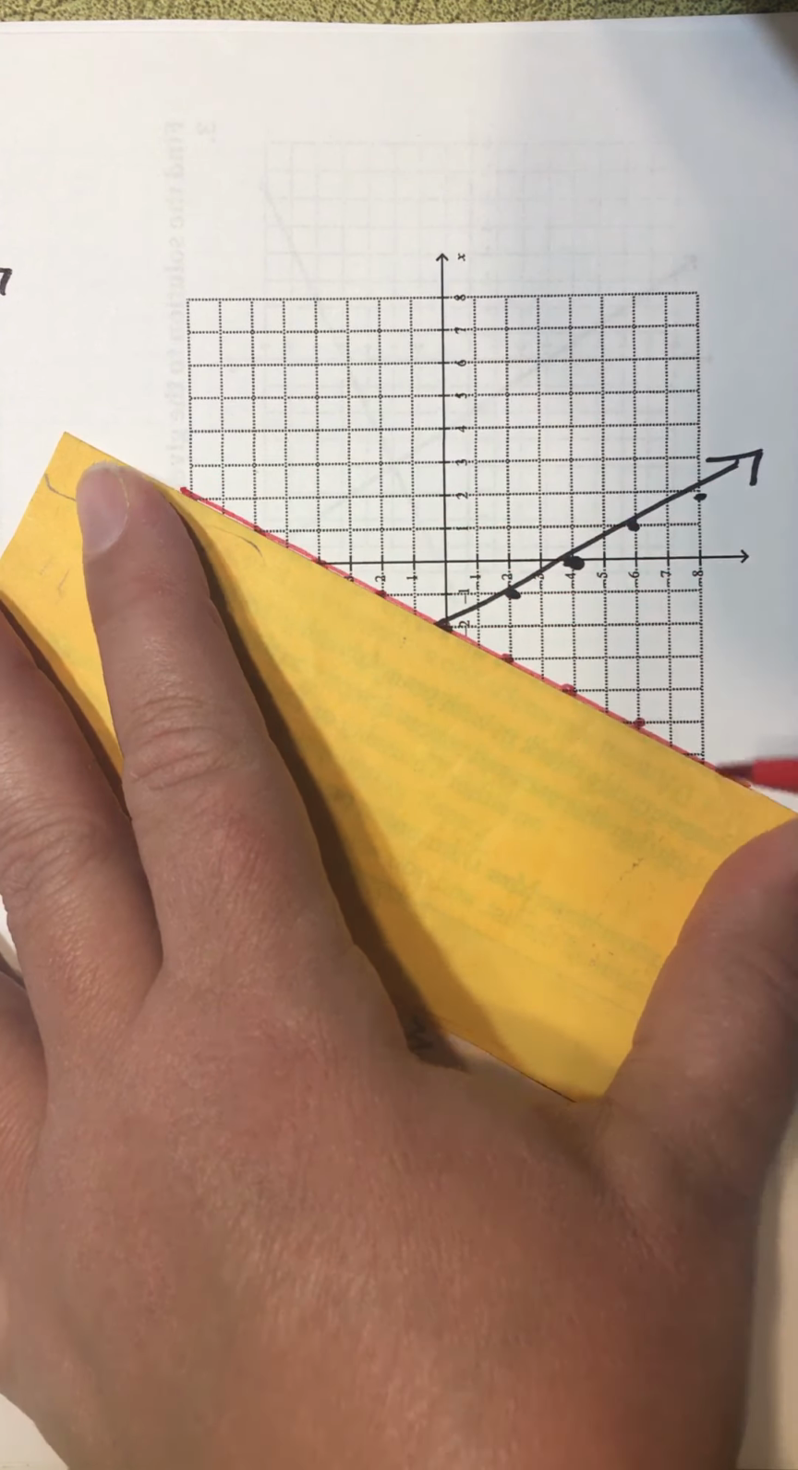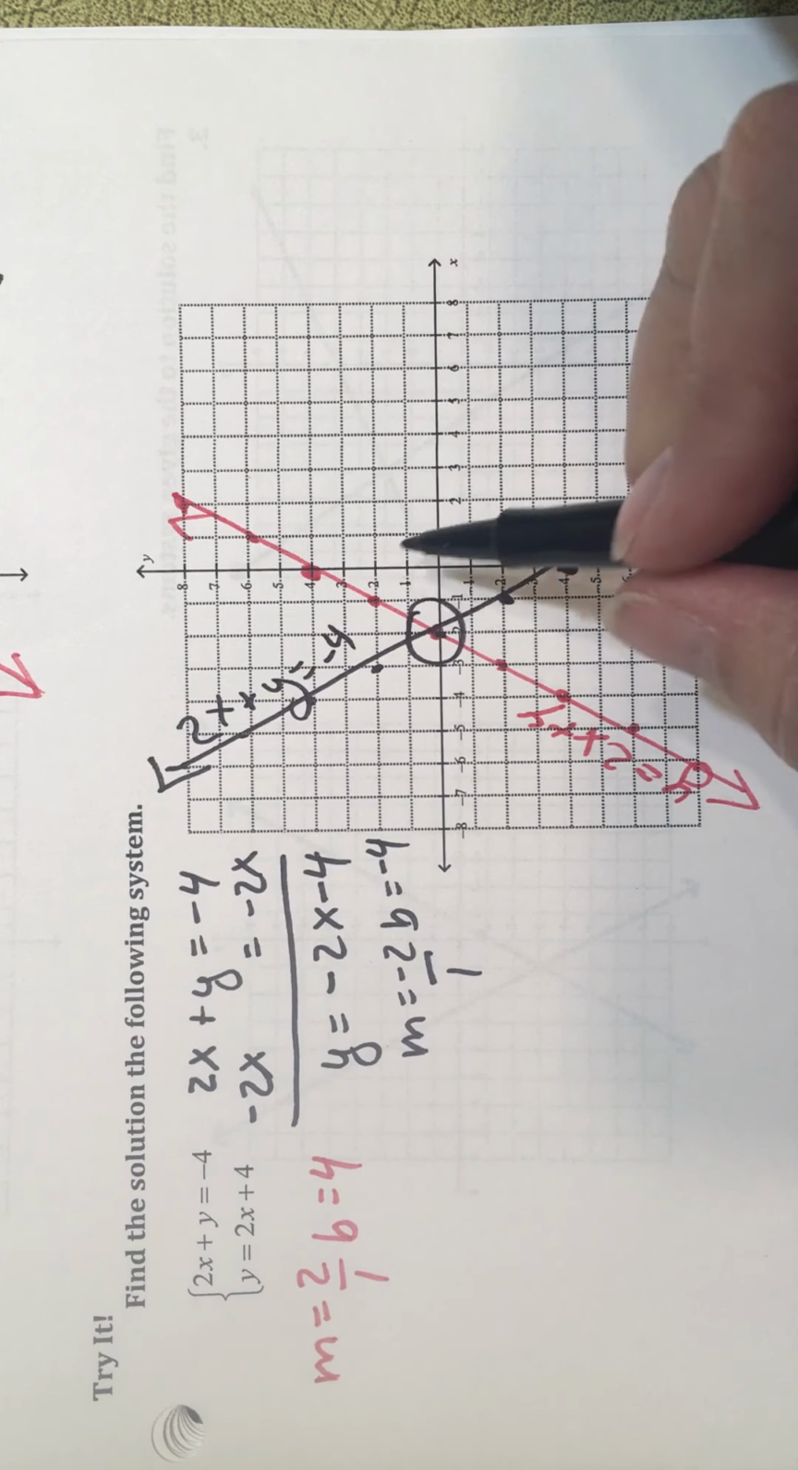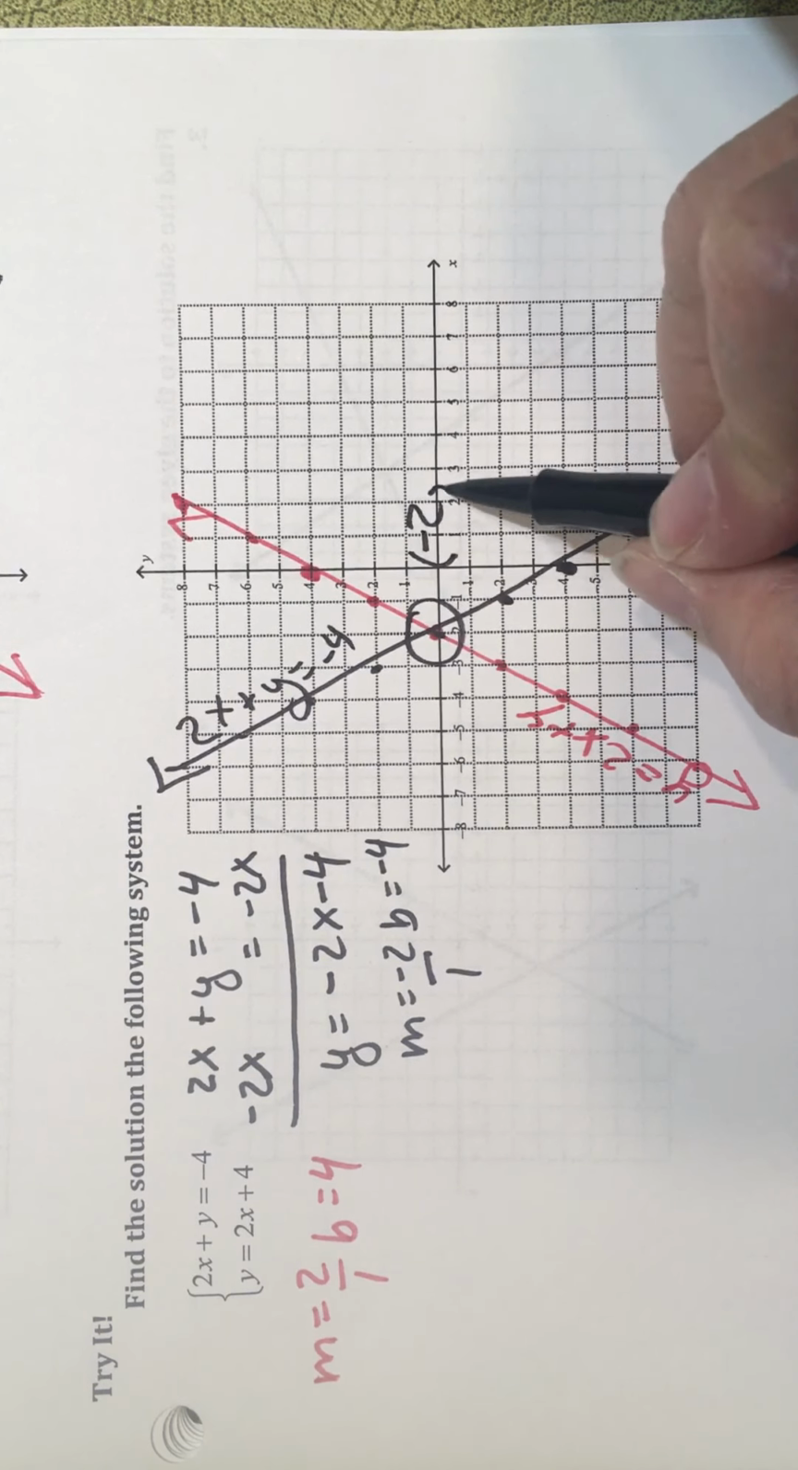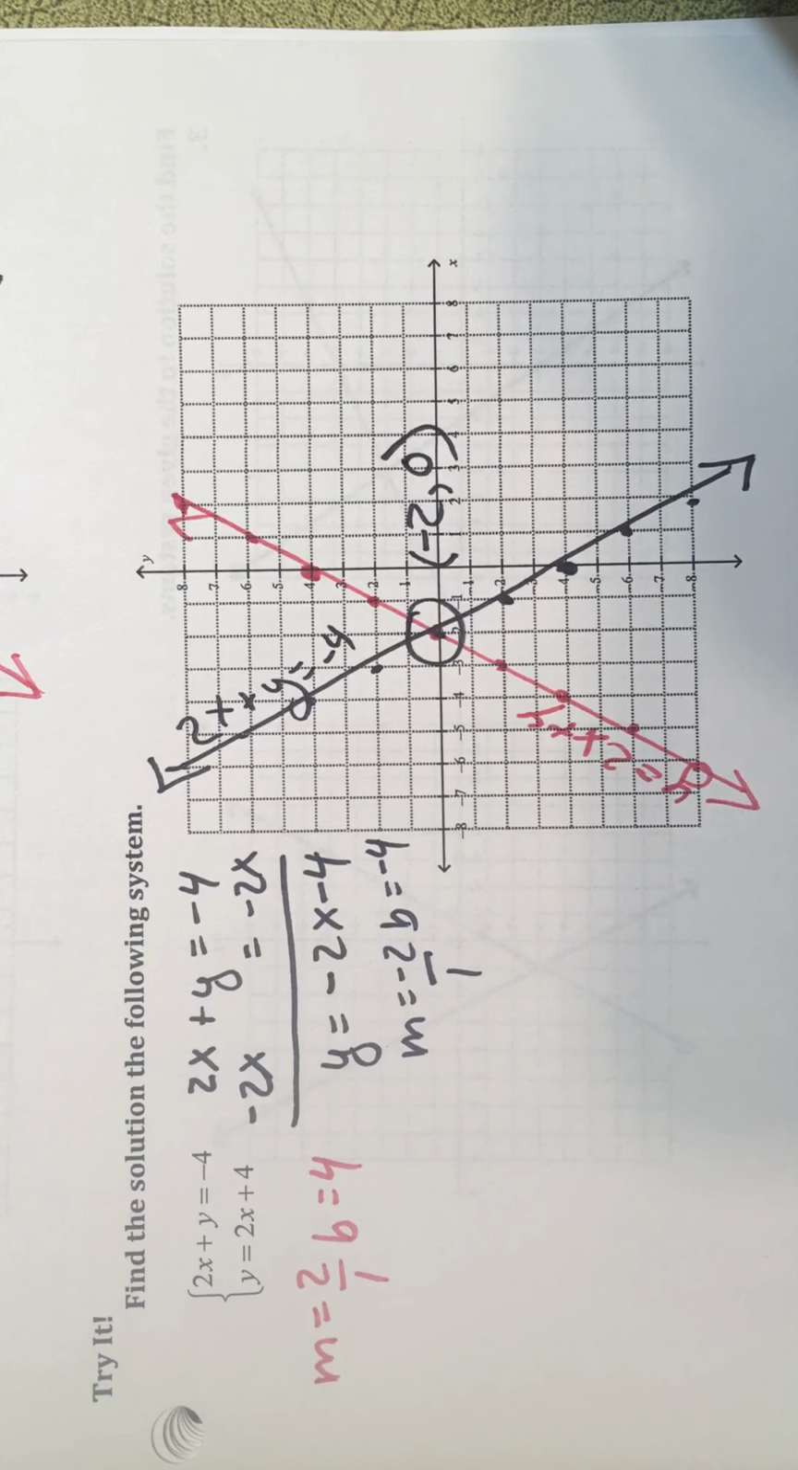Original equations. So this was y equals 2x plus 4. And this one, 2x plus y equals negative 4. And right where they cross on the x-axis is negative 2, 0. Negative 2, 0. Okay, so that is lesson 2, more graphing equations and finding solutions.